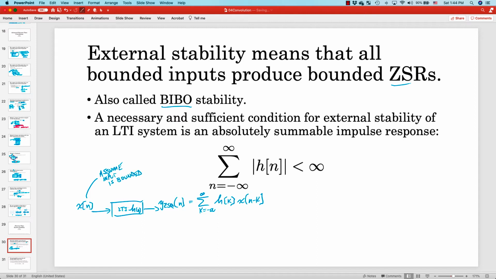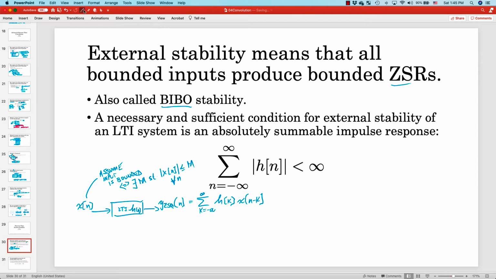Now, a bounded signal, recall, is one that has a max and a min. So this is equivalent to saying there exists a finite number M such that the absolute value of x at any time is less than or equal to M for all little n. Basically there is a floor and a ceiling around the input that the input never goes beyond. So our job is to ascertain what restrictions on the impulse response make the output bounded if we assume the input is bounded. Let's work that out.